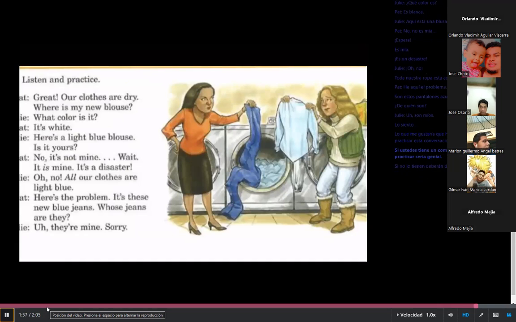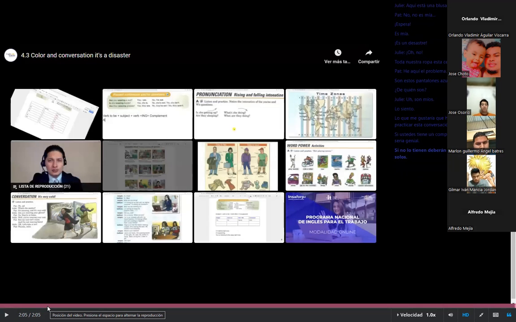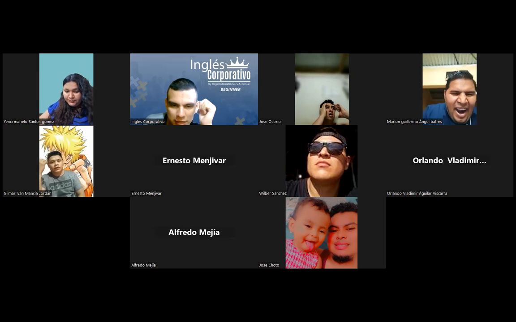What I would like for you to do next is to practice this conversation. If you have a partner with whom you can practice, that will be great. If it's just you, I would still encourage you to practice on your own. Okay, that is the conversation that we're going to practice. Okay, está en el manual.